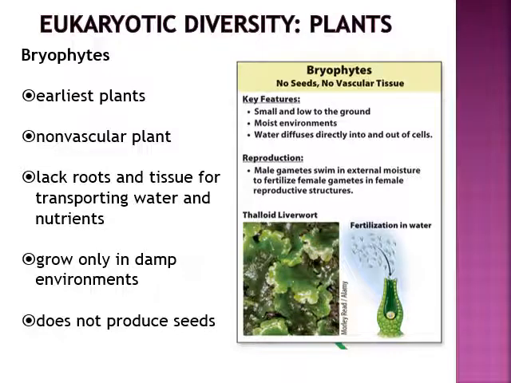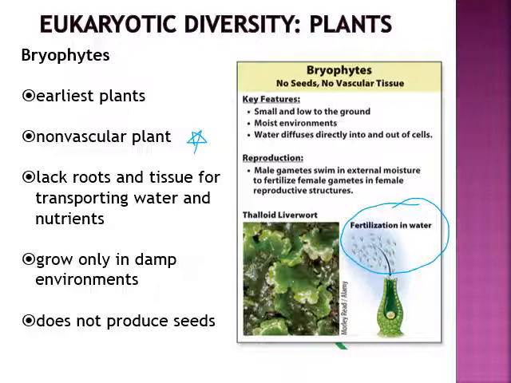Okay, so talking about plants here, our very first plants were the bryophytes. So these were our earliest plants. They are non-vascular, so they don't have roots and tissue for transporting water and nutrients, which means that they're pretty much on the ground. They're essentially in really damp environments, and they do not produce seeds. So these guys rely on fertilization and water. They've got to have those swimming sperm, and if the sperm leave the water, they are no longer fertile, essentially.